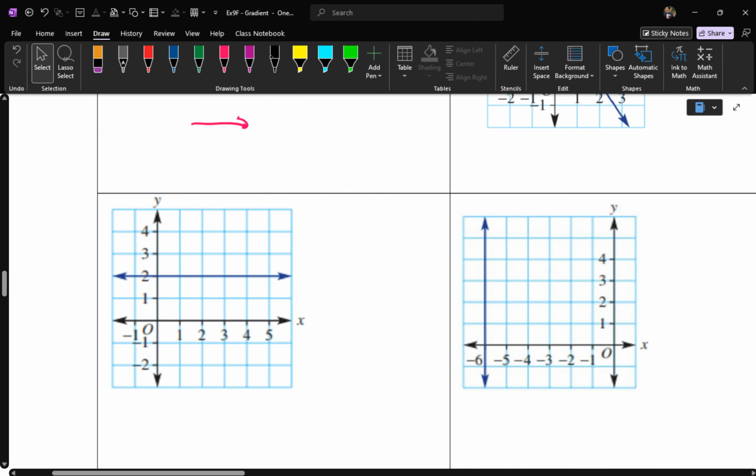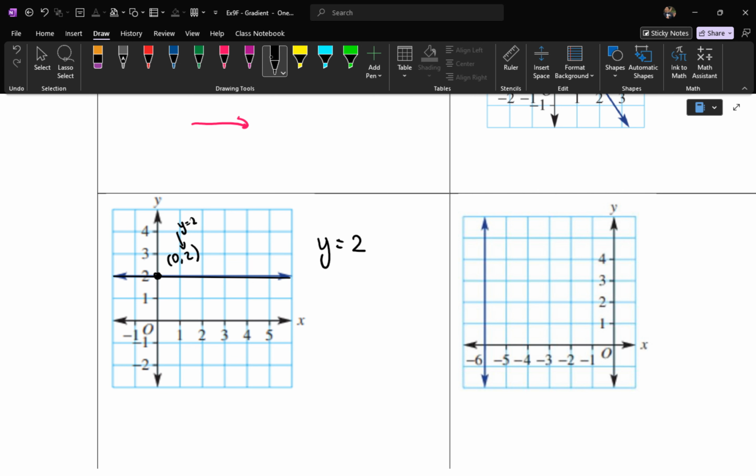Let's have a look at this one. Now notice that this is a horizontal line. So it's crossing through y equals 2. So this point here is 0, 2. So the y coordinate is 2. And remember, with horizontal lines, gradient is 0. And we know that you can just say y equals 2. As long as y equals 2, you will always get a horizontal line.